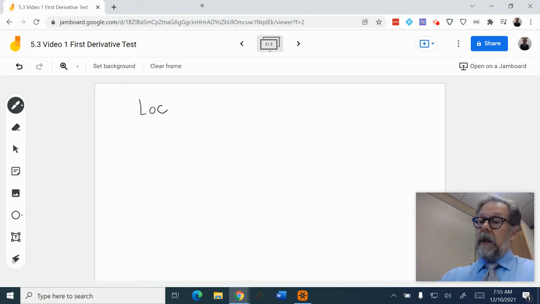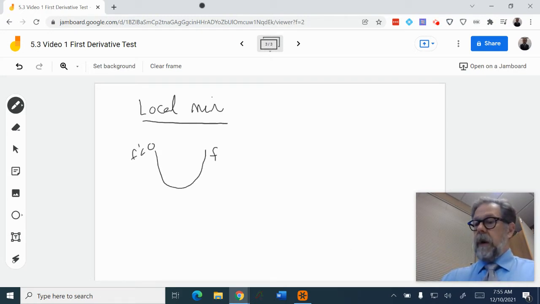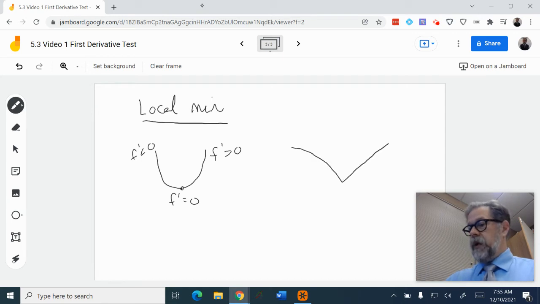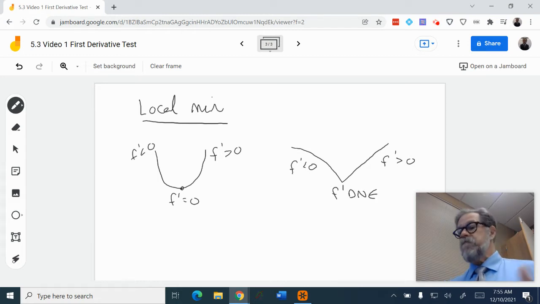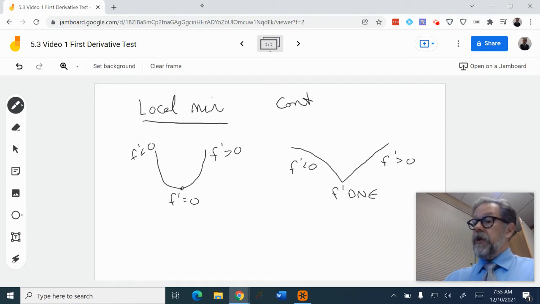Now let's talk about local minimum. Going down, going up, and in between a 0. Or we might have something which looks like this, where we're going down, we're going up, and in between the derivative does not exist. Again, a local minimum. Now, of course, remember, we're dealing with continuous functions only here. So if we have a non-continuous function, none of this applies.